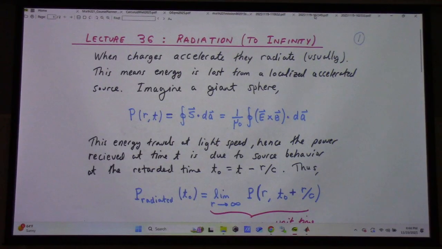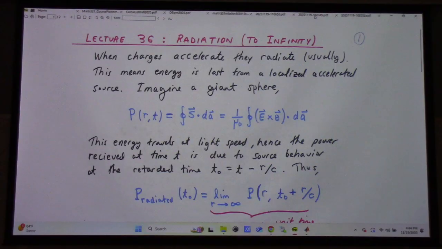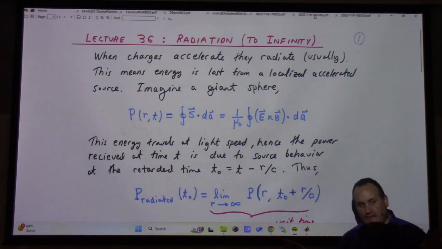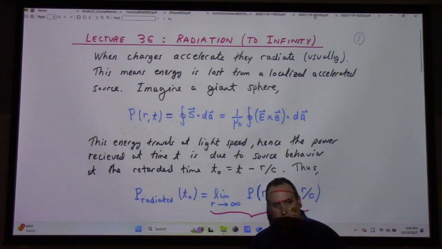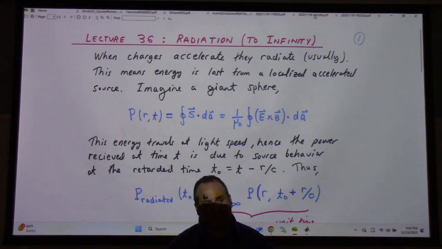So when a charge accelerates, it radiates. Usually, not always, though. This means that energy is lost from a localized accelerated source. And the question is, notice I say radiation to infinity. We're only interested in far field radiation in this lecture, which is based on chapter 11 of Griffiths, which is also totally invested in far field radiation. There would also be near field radiation, which would be a far more complicated thing.